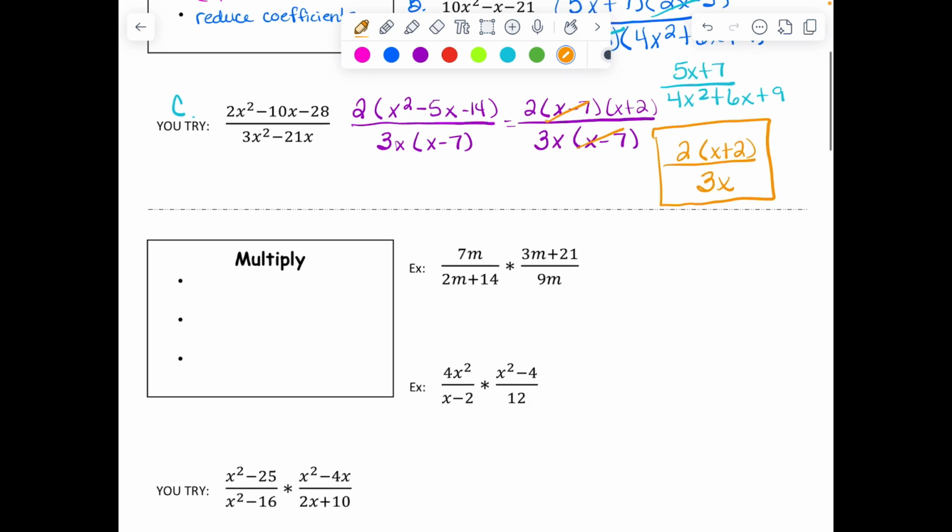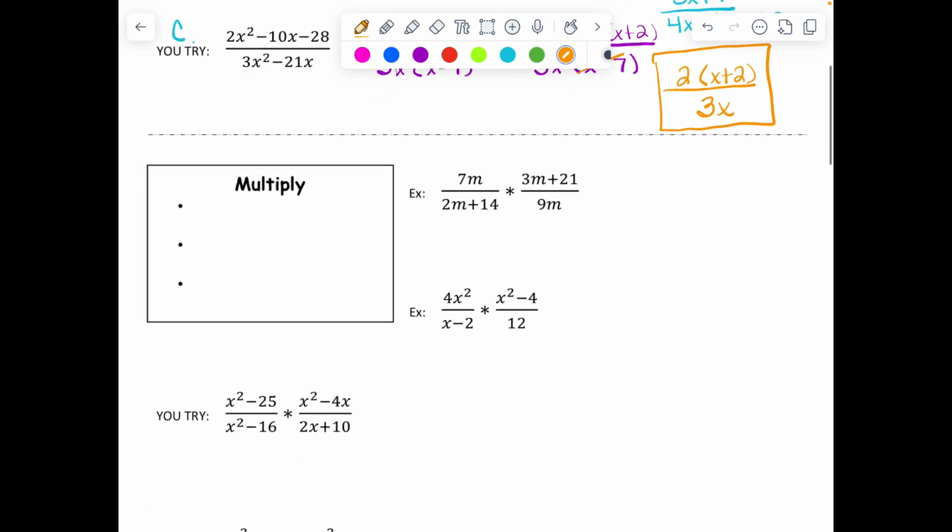All right, now we're going to look at multiplying. So we're multiplying some rational numbers here, and we've got to think about the steps. Our steps are still going to be to factor first, and GCF goes along with that, so we always look for that. We're going to factor all pieces first.